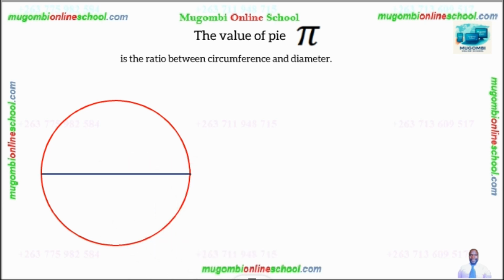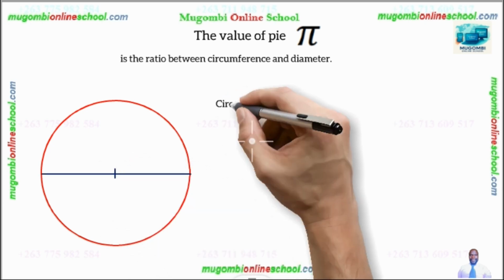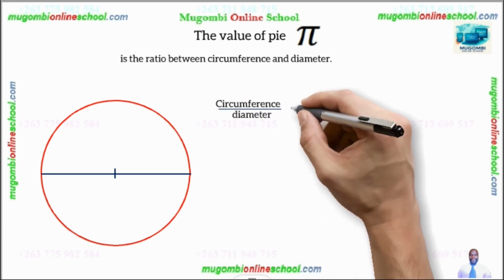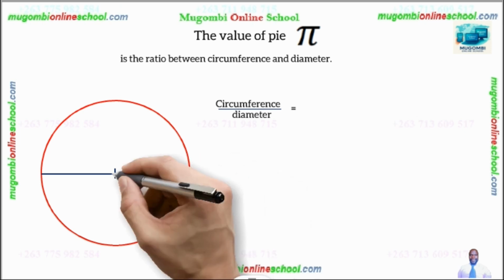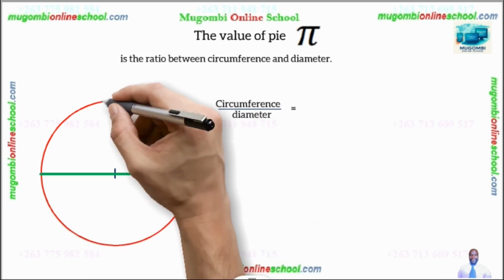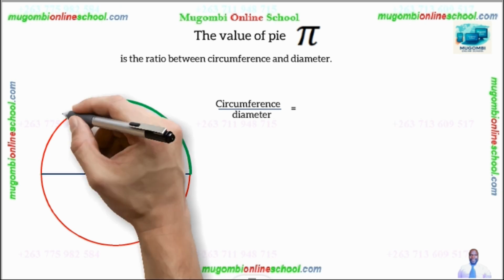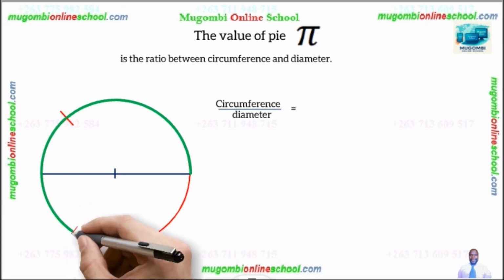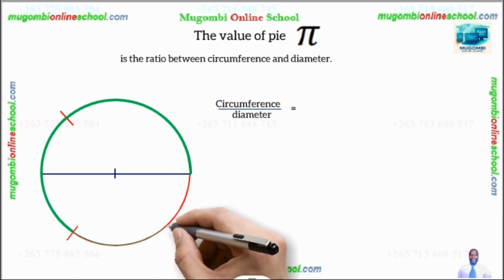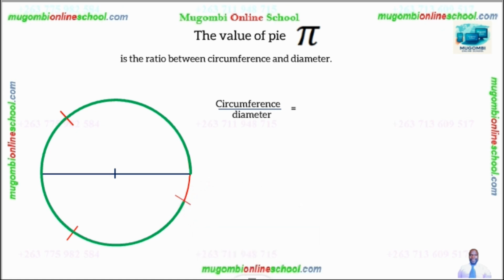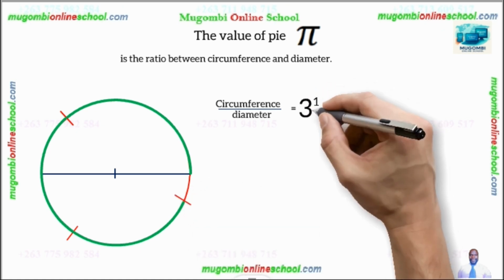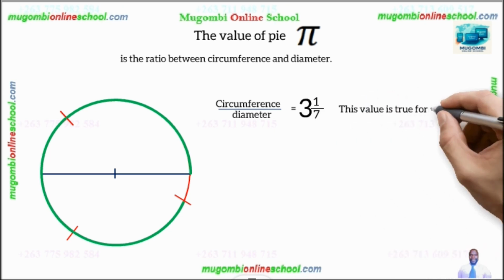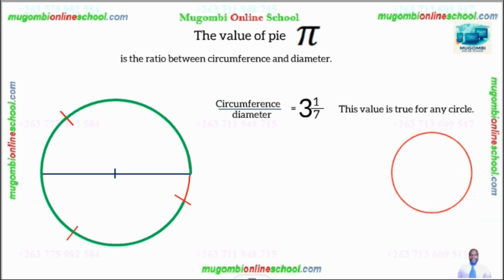Taking a look at this circle with center O and its diameter, the ratio, simply circumference over diameter, will give us a certain value. That is the length of this diameter. If you stretch it along the margin of the circle, it goes into the circle 1, 2, and 3, with a remainder of a certain fraction which has been calculated experimentally to be 3 and 1 over 7 as a mixed number, which is equal to 22 over 7 as an improper fraction.